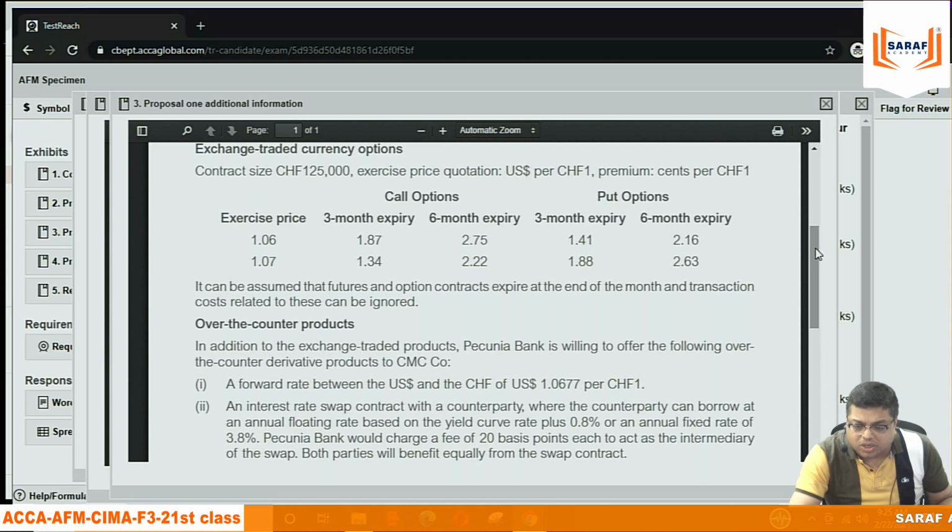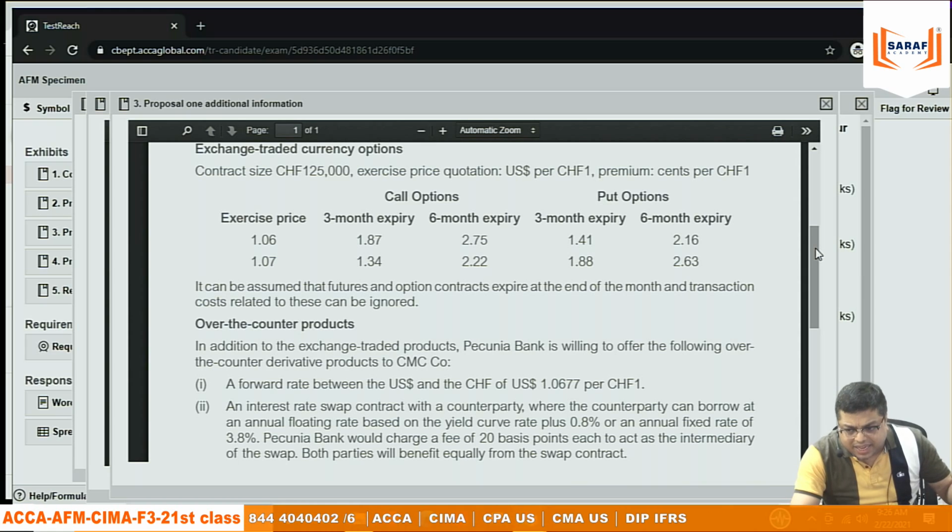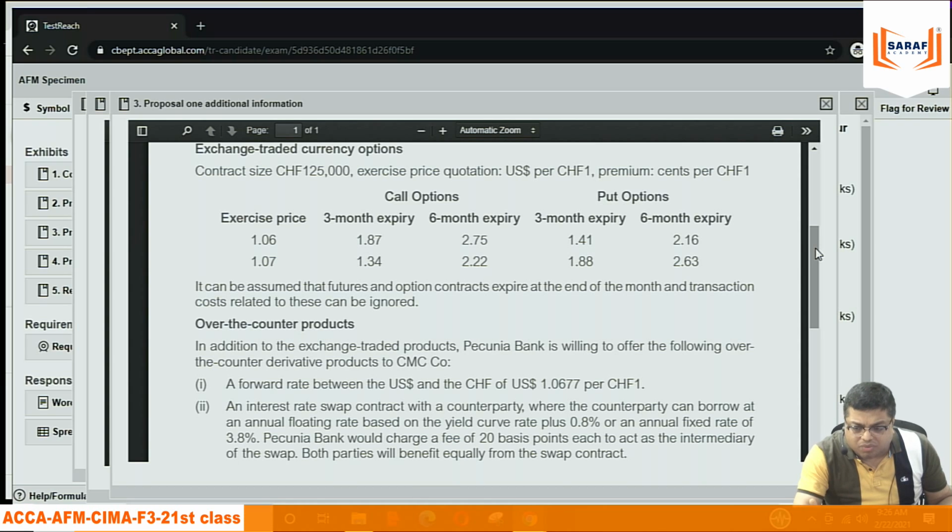An interest rate swap contract with a counterparty where the counterparty can borrow at an annual floating rate based on floating rate plus 0.8% or annual fixed rate 3.8%. P Bank would charge a fee of 20 basis points each to act as the intermediary, 0.4%. Both parties will benefit equally from the swap. Simple, we need to arrange a swap. Our rate they have mentioned in the previous slide. The counterparty rate they have mentioned. So we will arrange a swap, but the benefit will be 0.2 less, because intermediary P Bank will be charging 0.2 from each party.